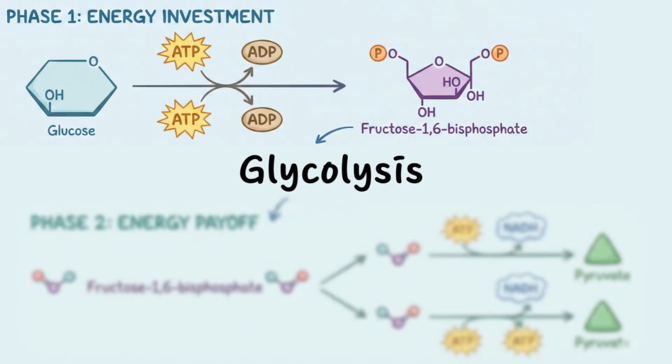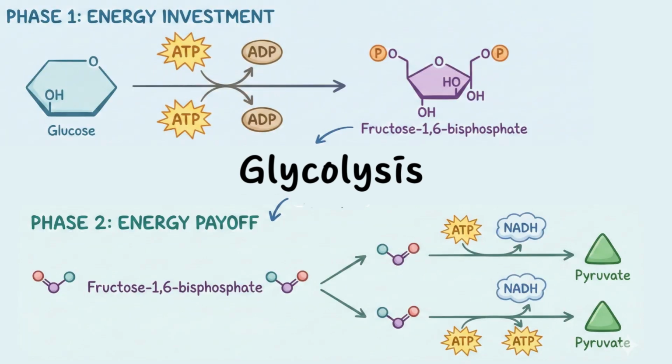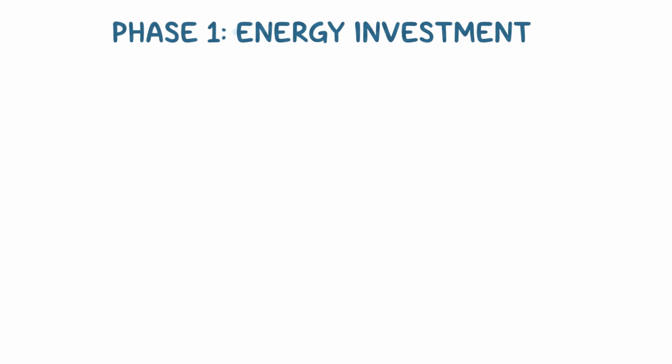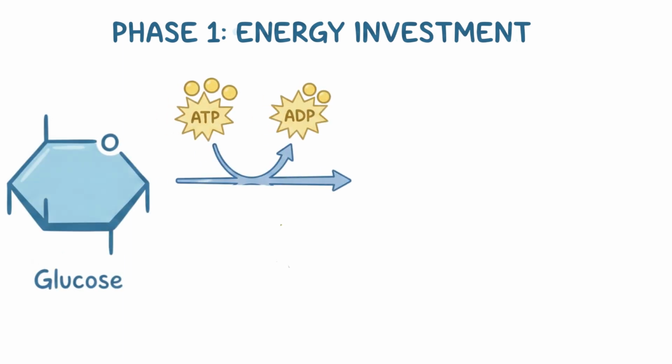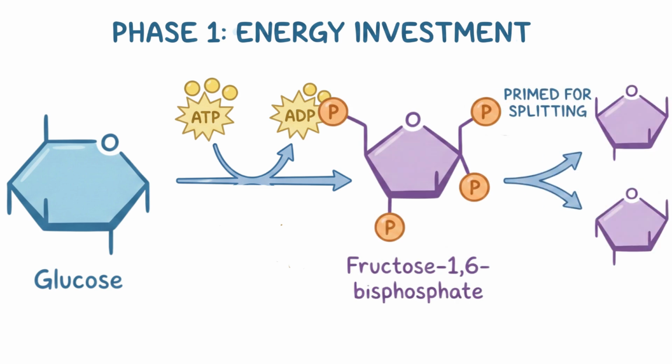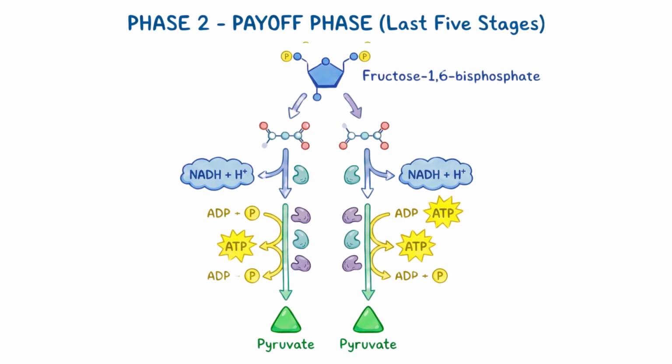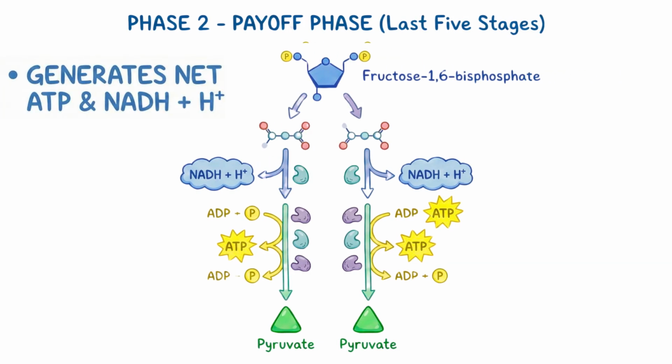The entire process of glycolysis is divided into two main phases, phase 1 and phase 2. Phase 1 is called the preparatory phase or the energy requiring phase, and phase 2 is called the payoff phase. In phase 1, phosphorylation of glucose occurs followed by splitting. So the cell uses two ATP molecules to modify glucose so that it can be broken down later or split. Phase 2 is responsible for the generation of net ATP and NADH as well as hydrogen ion.